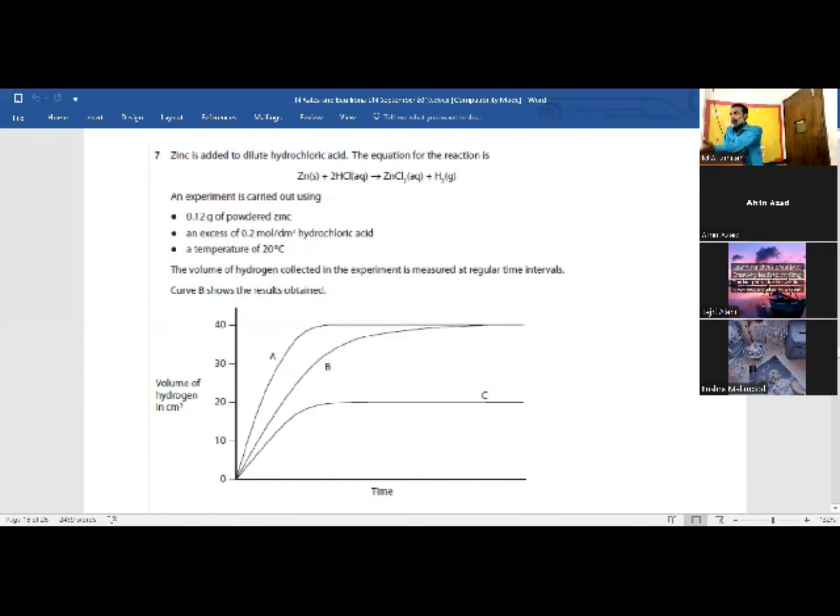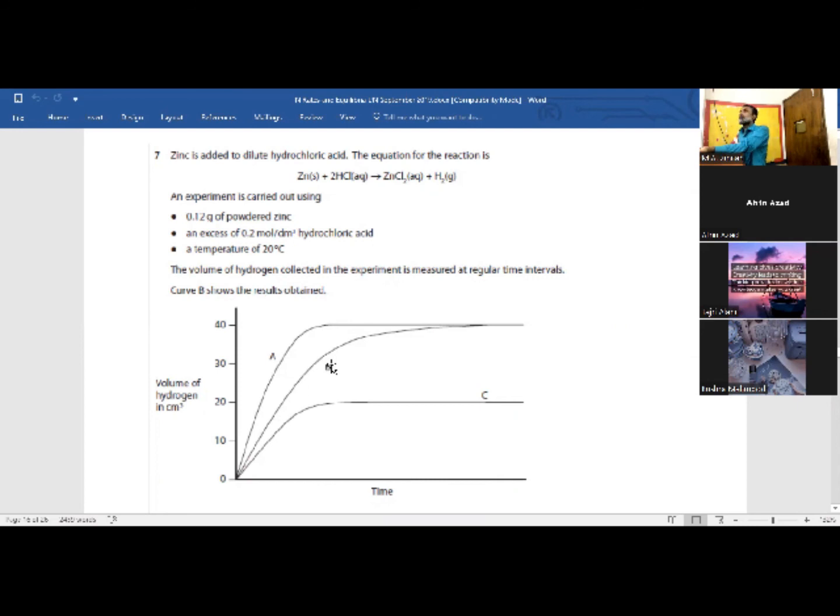আমি বুঝিয়ে দিচ্ছি. 0.12 gram powdered zinc, এখানে অ্যামাউন্ট দিয়েছে, কন্ডিশনও দিয়েছে. What is the condition here? Condition বলো powder. And amount দিয়েছে 0.12 gram. এখন next, X is 0.2 mol per dm cube hydrochloric acid. এখানে অ্যামাউন্ট নাই, অ্যামাউন্ট আছে, X is মানে অ্যামাউন্ট, মানে শর্ট পড়বে না. আর concentration this is condition. Temperature is condition, right? এখন বলেছে the volume of hydrogen gas collected in the experiment is measured at regular intervals and the curve B shows the result.